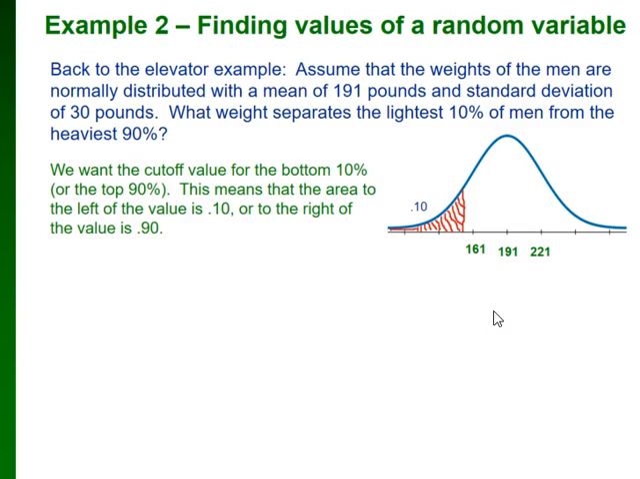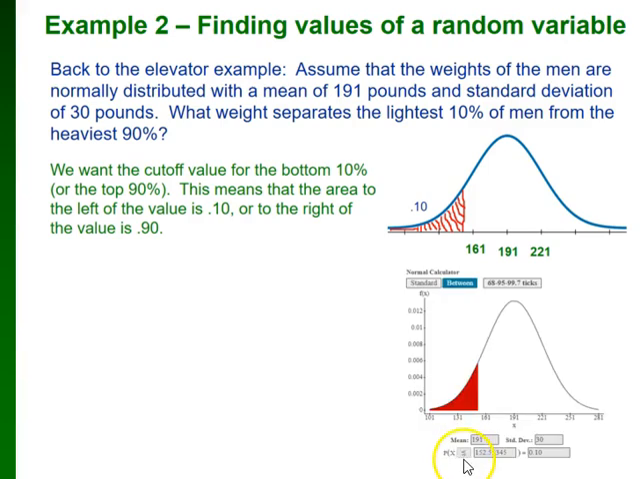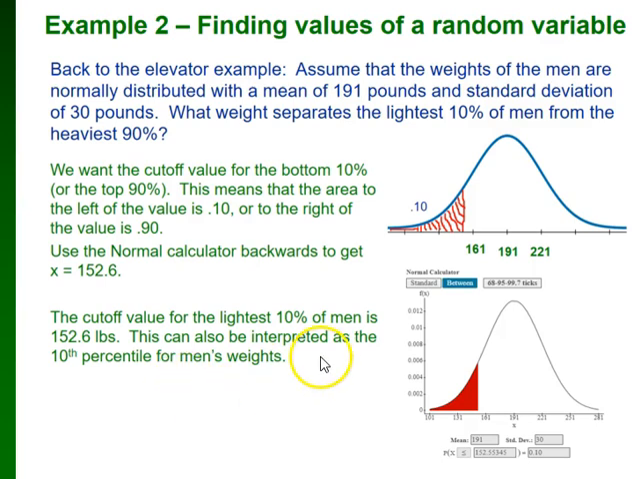Whichever way we want to think about it, that's going to determine how we put our values into StatCrunch and which inequality we use. In this case, I used a less than or equal to, and I used the 0.10 for my area. So I was finding it with the way this picture is drawn, and this picture match. The value that it's giving me for x is 152.6. That means that the cutoff value for the lightest 10% of men is 152.6 pounds. We could also interpret this as the 10th percentile for men's weights. So 10% of men weigh less than or equal to 152.6 pounds.